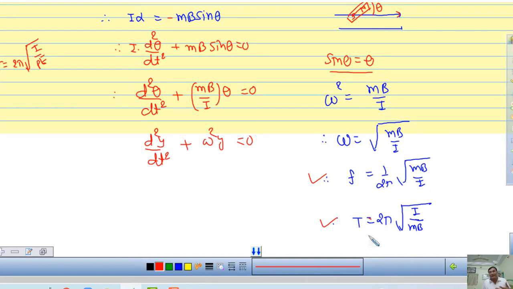One can ask applied questions based on this formula only. The formula is very simple. Many questions can be asked on it. We'll discuss that part also.